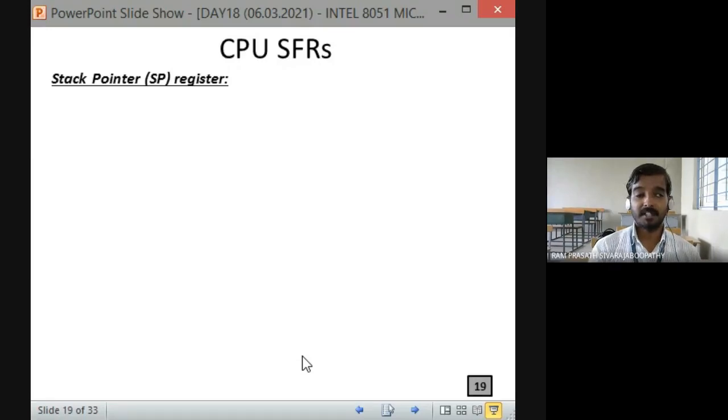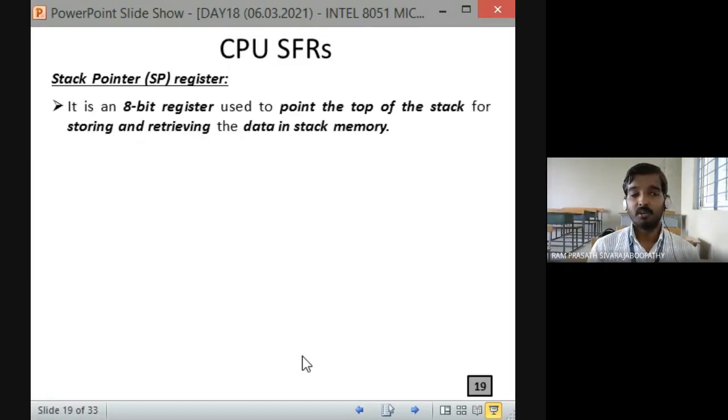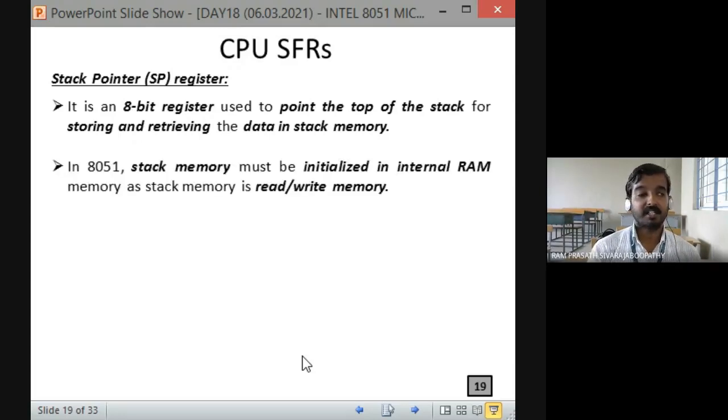Then the stack pointer register. It is an 8-bit register used to point to the top of the stack. Here also in 8051, we have a stack pointer register to point to the top of the stack. But here the stack pointer increments whenever you push some data. That means here we have an ascending stack. In the 8085 microprocessor we have a descending stack. Here we have an ascending stack. In 8051, stack memory must be initialized in internal RAM. Okay. Fine. That's why the stack pointer size is 8-bit.